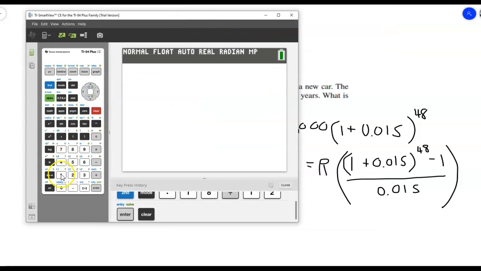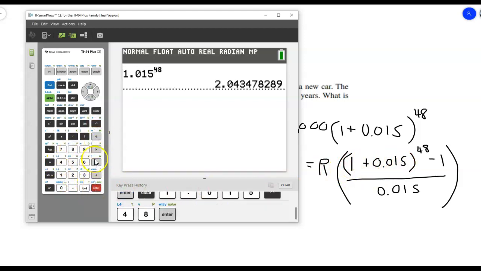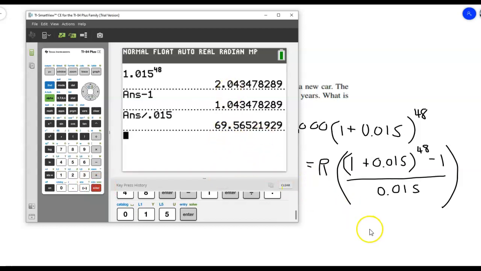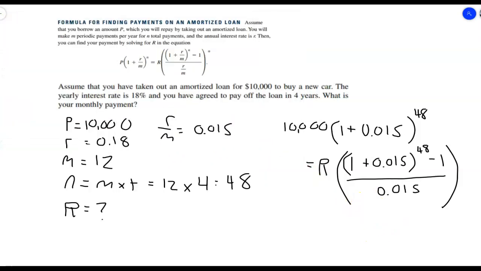So this is going to be 1.015. That's this part right here when you add them together. Raised to the 48th power. Enter. Then we're going to subtract 1. Enter. And divide by 0.015. Enter. And I'm going to get this value here, and I'm going to write that there. So this is going to be 69.565. I'm going to go up pretty far.